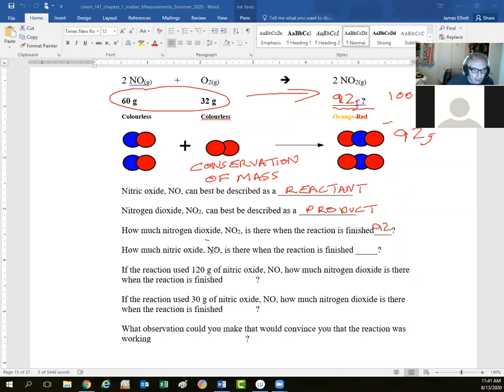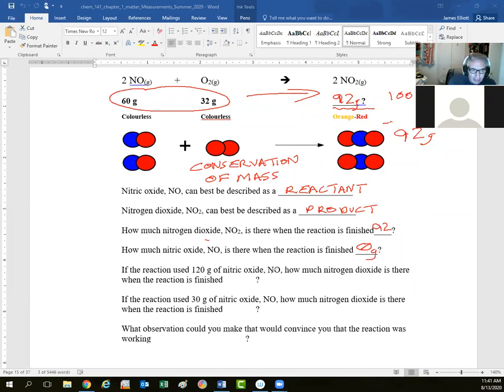How much nitric oxide, NO, is there when the reaction is finished? The nitric oxide is one of the starting ingredients, and we're hoping it's going to be used up. So keeping our fingers crossed and assuming that everything works perfectly, there shouldn't be any of the nitric oxide left over by the end.